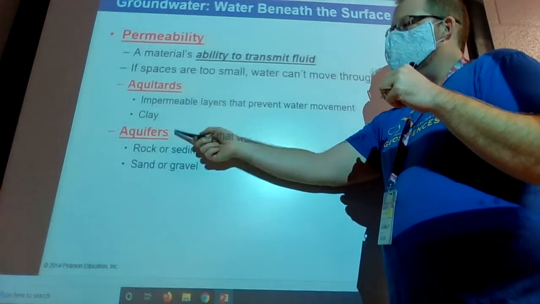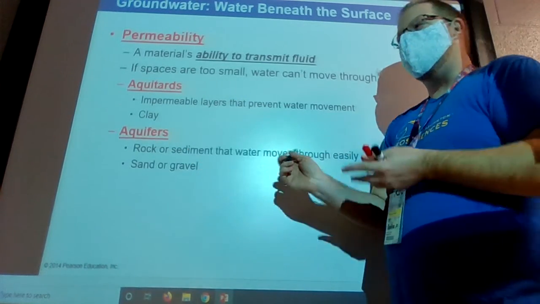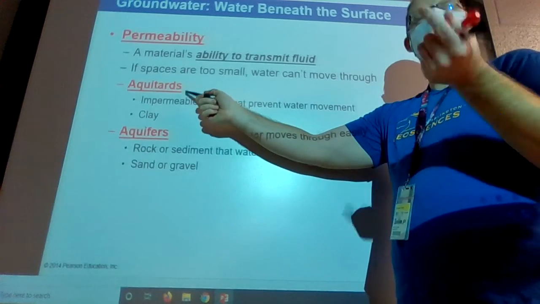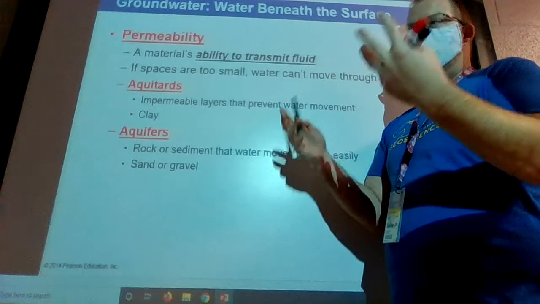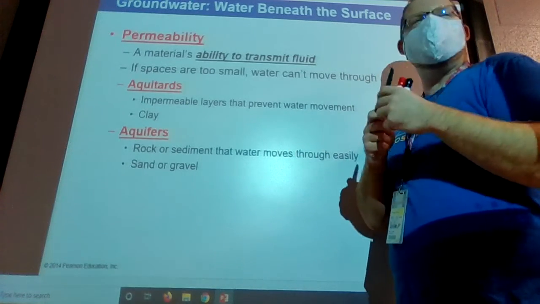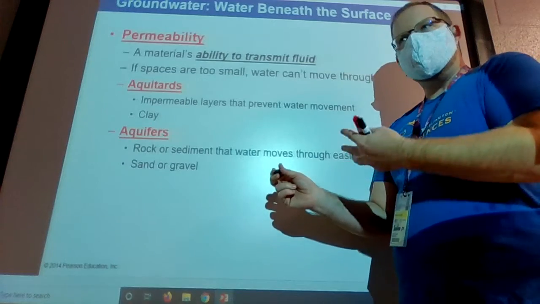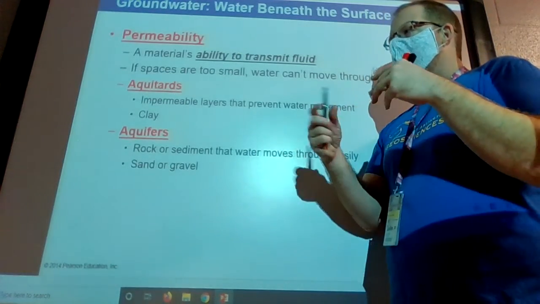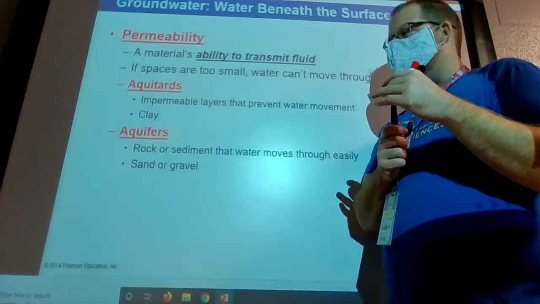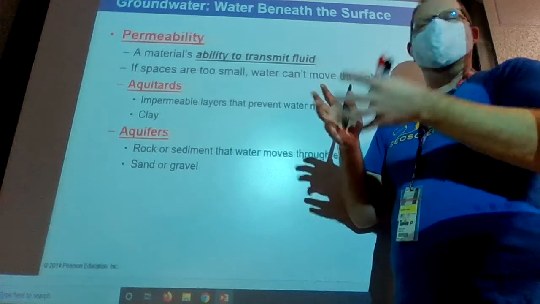Then we have two new terms. Aquifers is not new to you. Aquifers is what holds the water. Aquitards is an impenetrable layer that prevents water from escaping. So it's kind of like the opposite of aquifers. An aquifer has porosity, it has permeability, the water soaks into it and it can flow around. This is where we get a lot of our drinking water from. An aquitard kind of holds that water in.